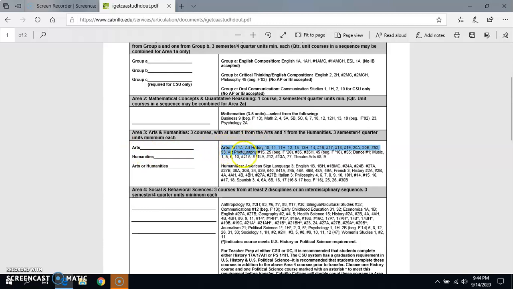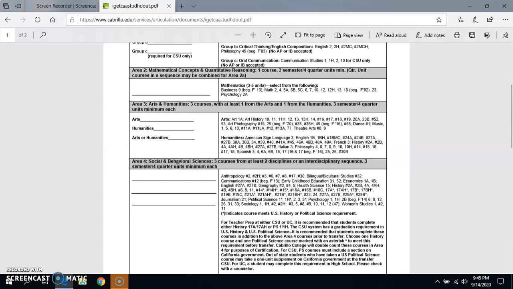And any course in this area is an arts requirement. So any course in here would go in here. You're also required to take a humanities class, and so any course from this area is humanities. The third one is asking that you complete another arts or humanities. So either an extra course from here or down here, and you'll put it in here.